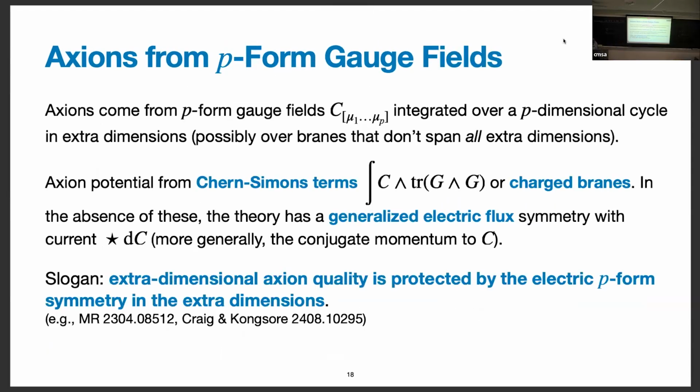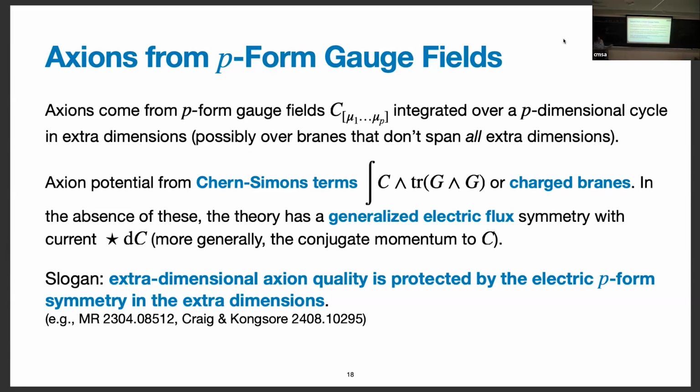In string theory, this happens in a generalized way. Instead of having a gauge field A mu, we might have a p-form gauge field that has many indices. It's some anti-symmetric tensor. And instead of integrating around a circle, we integrate over some p-dimensional cycle inside the extra dimensions. But other than that, the story is very much the same.